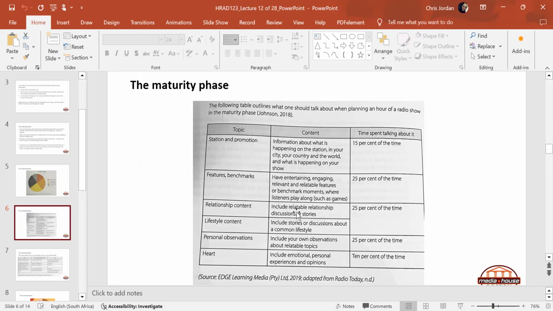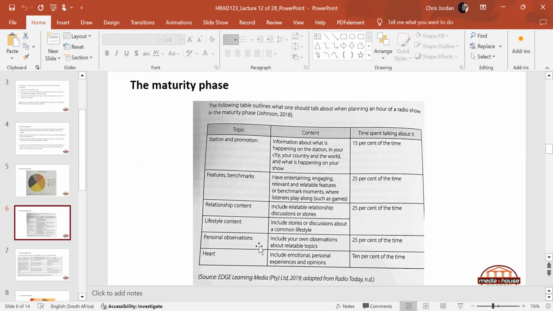Relationship content. So anything to do with family, friends, work relationships, relationships with yourself, relationships with a divinity, whatever it may be, you and the world. Include relatable relationship discussions or stories, and lifestyle content, include stories or discussions about common lifestyle, like sporting, shopping, recreation, health, wealth, everything that falls under those umbrellas. 25% of the time for the total of those two.